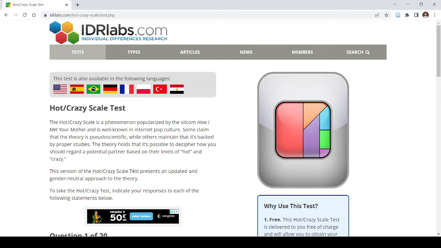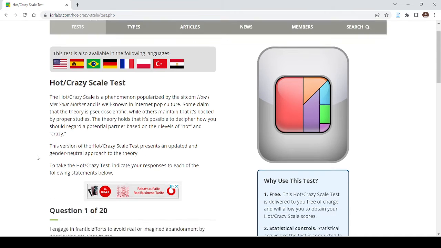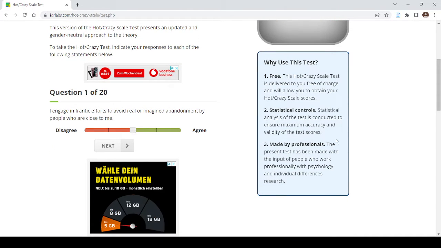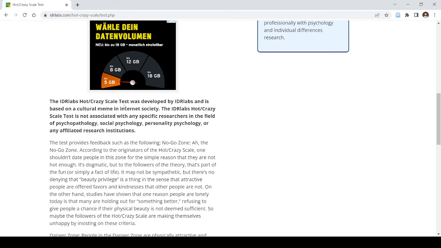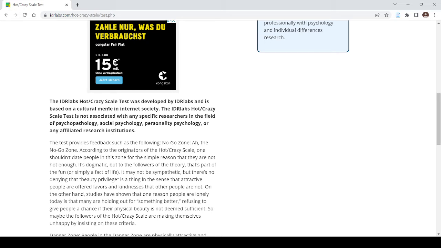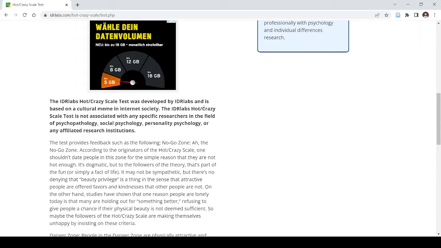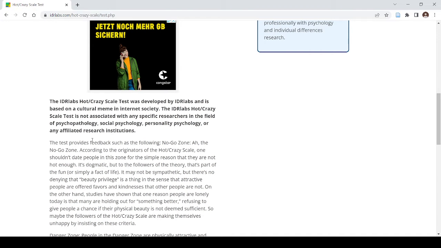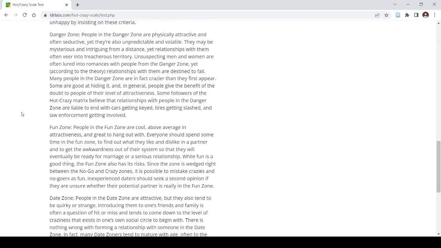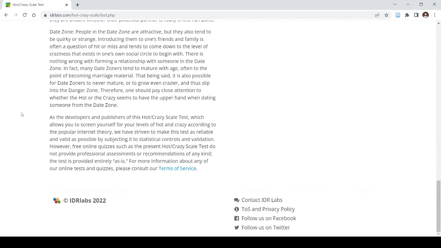This version of the hot/crazy scale test presents an updated and gender-neutral approach to the theory. To take the hot/crazy test, indicate your responses to each of the following statements below. And here we have the statements. Also, there is this part right here, and there is also this little disclaimer here. The IDR Labs hot/crazy scale test was developed by IDR Labs and is based on a cultural meme in internet society. The IDR Labs Hot Crazy Scale Test is not associated with any specific researchers in the field of psychopathology, social psychology, personality psychology, or any affiliated research institutions. And then there's also this feedback for all the potential answers. I won't go into them.